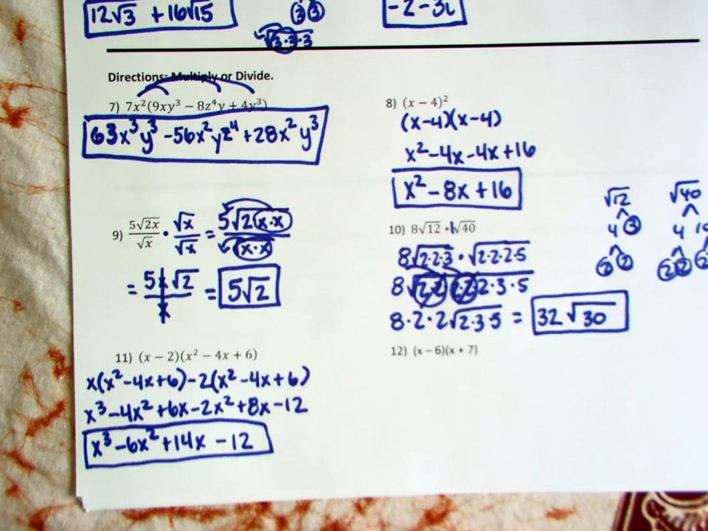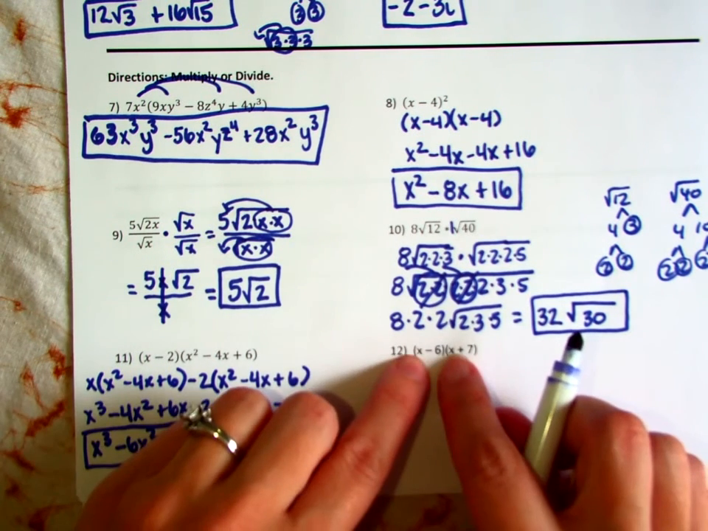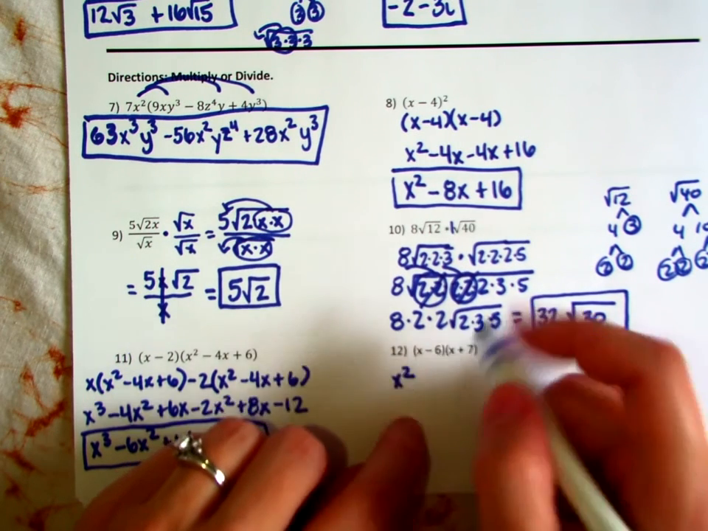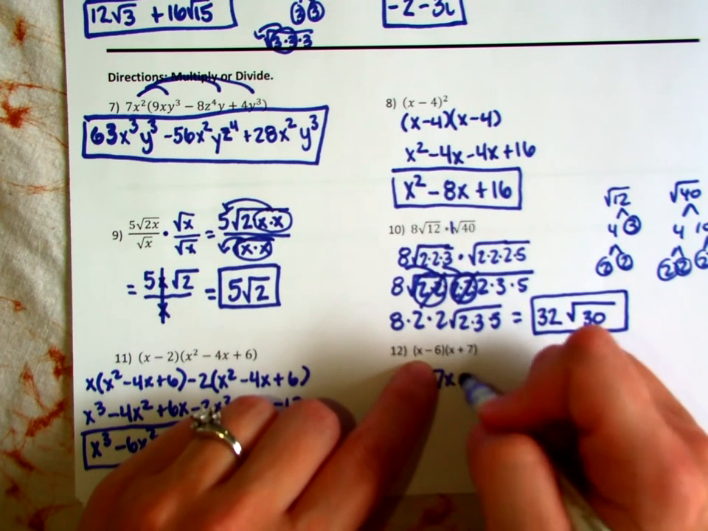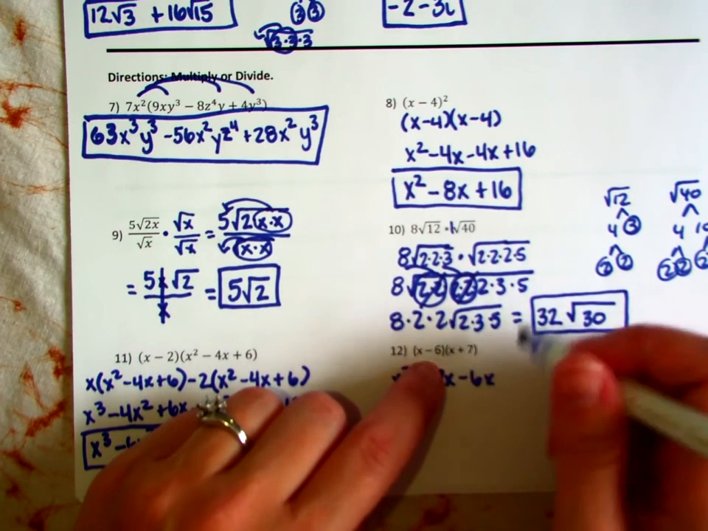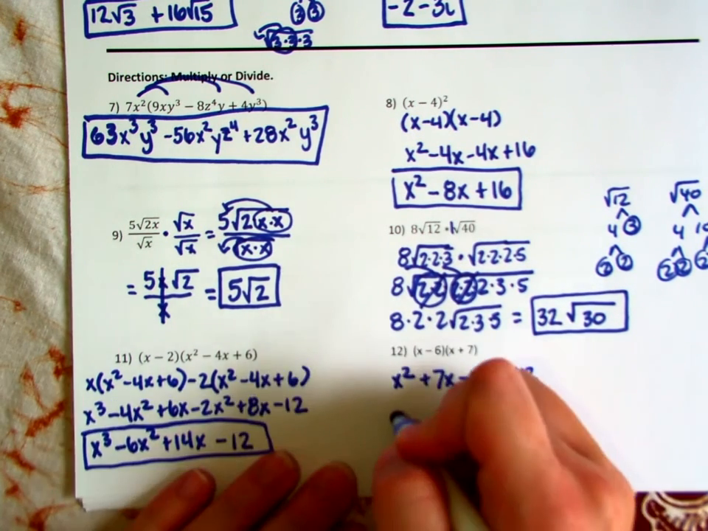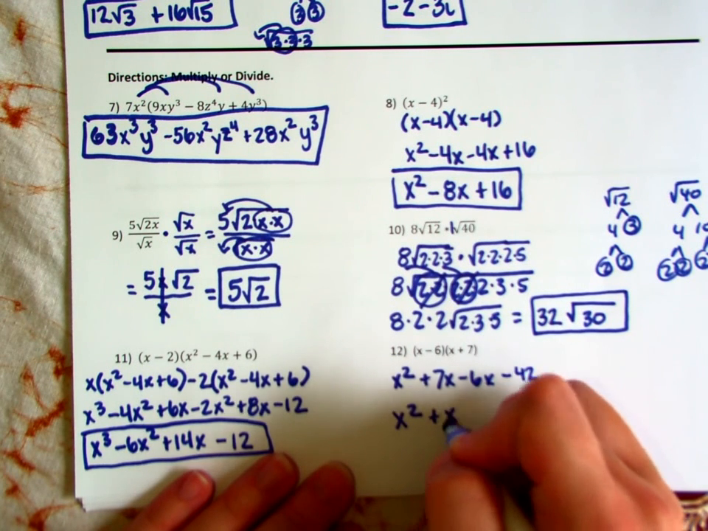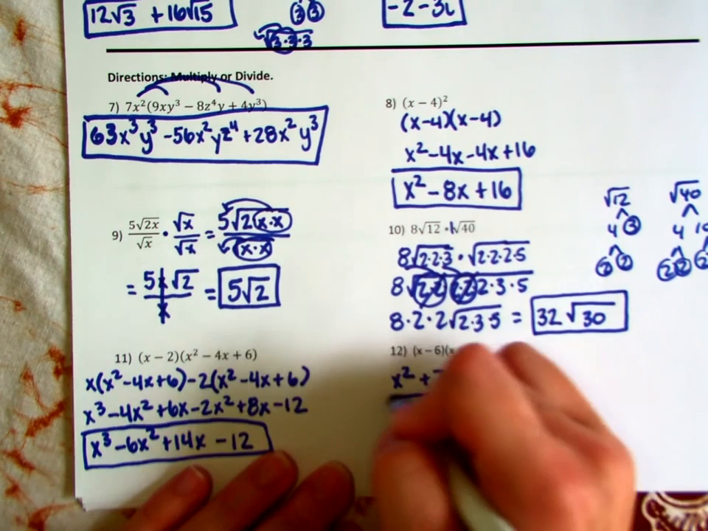And finally, number 12. Here's your binomial times a binomial, so we're going to FOIL. First terms, x times x is x squared. Outside terms, x times 7 is 7x. Inside terms, negative 6 times x is negative 6x. Last terms, negative 6 times 7, negative 42. Now we just combine like terms. 7x minus 6x will combine to give me just regular x, and then we have minus 42. And that is our final answer.